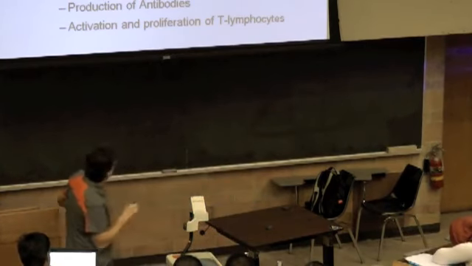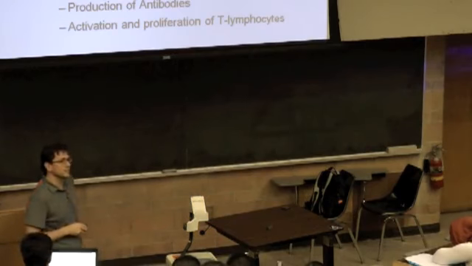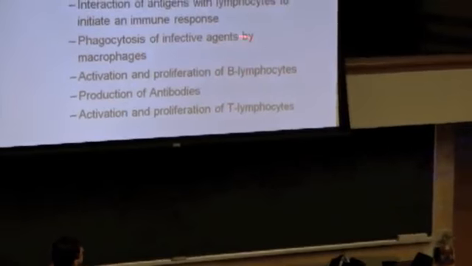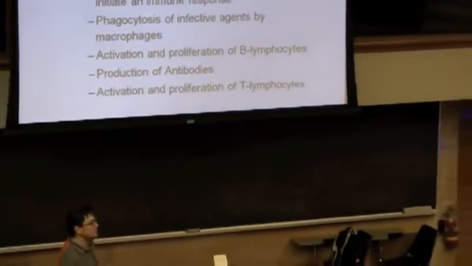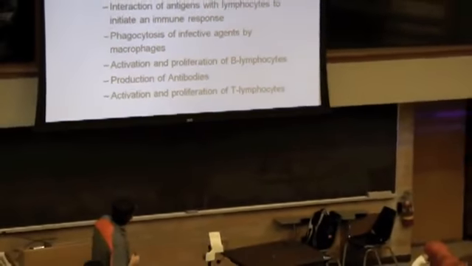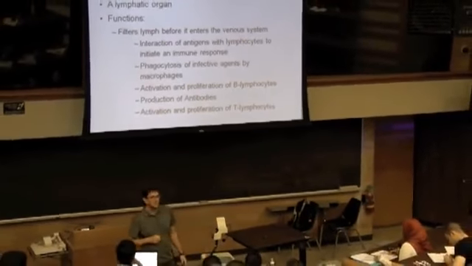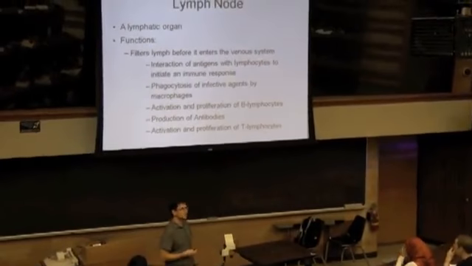So, activation and proliferation of B lymphocytes will be one of the things that's going to happen there. Again, same thing for T lymphocytes. And again, if you're activating B lymphocytes, you're going to make plasma cells that produce antibodies. And, of course, macrophages are going to be present there as well to remove whatever's passing through.